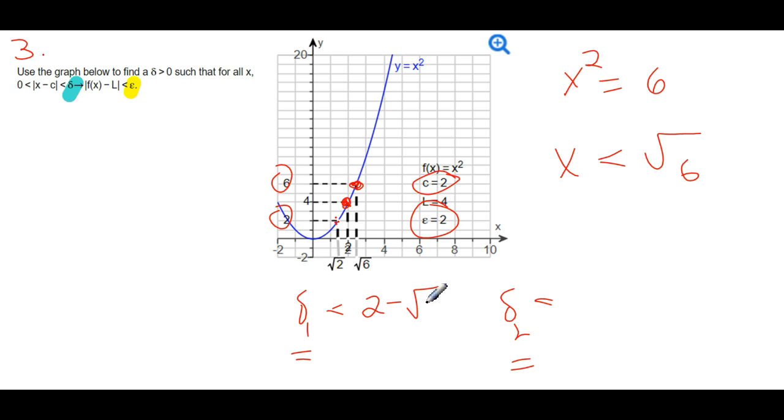And I always call delta 1 the one to the left. Delta 2 would be the one to the right, so that's going to be the square root of 6 minus 2. Alright, now which delta do we want? Find delta. Again, it's not both of them, it's the smallest one. So then we have to figure out which one of these is smaller.